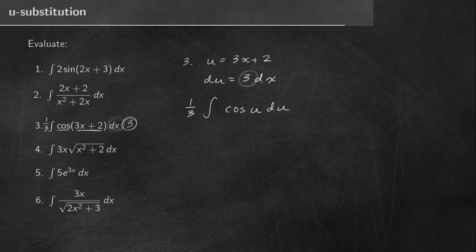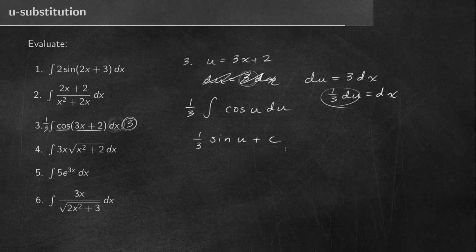So that's the way I reason through that one. Your other alternative would be, if you saw du equals 3 dx, you can solve this for dx, and you get 1/3 du equals dx, and then you replace your dx with 1/3 du. Okay, then the integral of cosine u is just sine u, so I have 1/3 sine u plus c, or 1/3 sine of 3x plus 2 plus c.